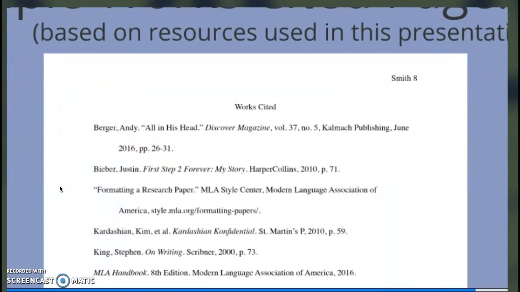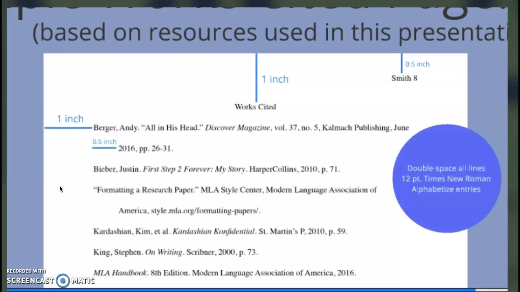So here's a sample works cited page. Notice that it has 1-inch margins on all sides. You do have your last name and the page number in your header in the top right corner. Works Cited is centered, and then you have a list of your sources in order of appearance.